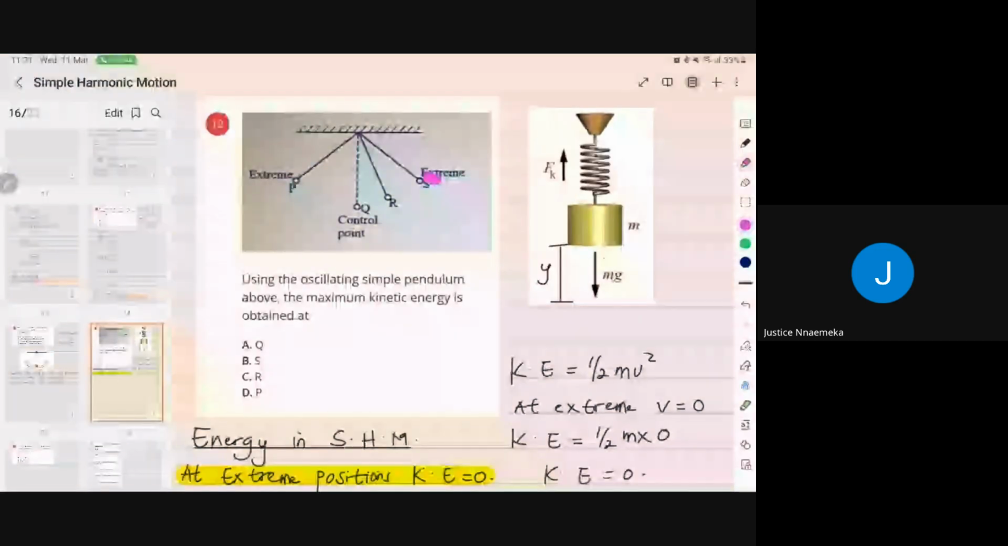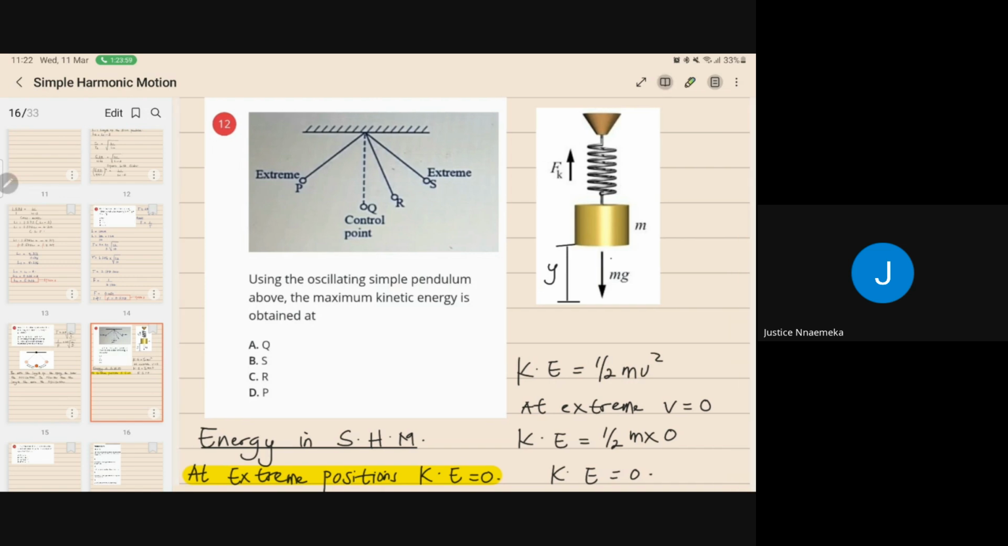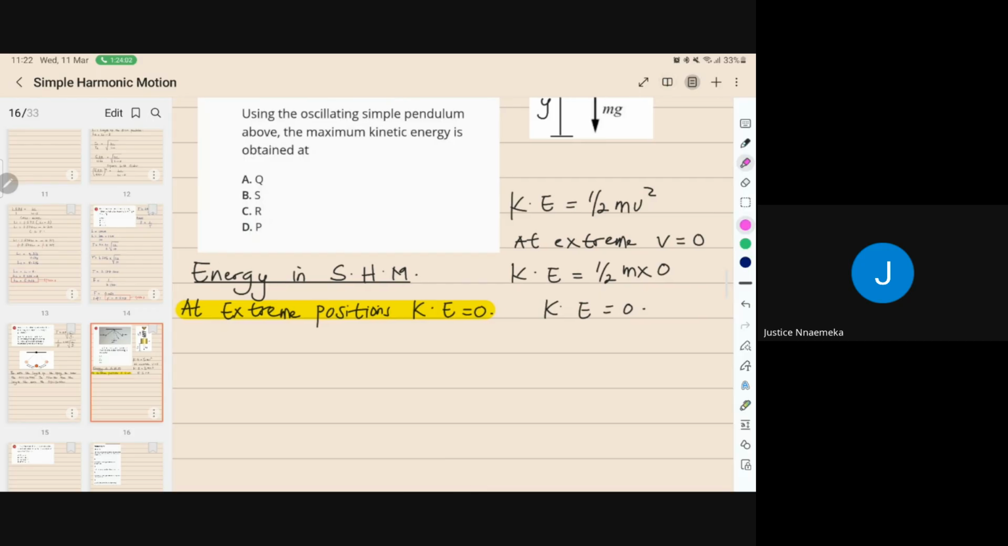But as it leaves that extreme point and it's coming down, gravity is acting upon it and the speed increases as it's coming down. So here, kinetic energy is maximum at the equilibrium position. So at the extreme position, kinetic energy is equal to 0. Now at the equilibrium position, which is at rest, the center, kinetic energy is maximum.